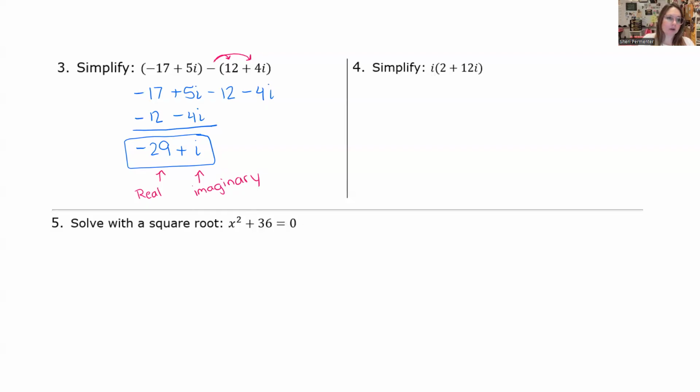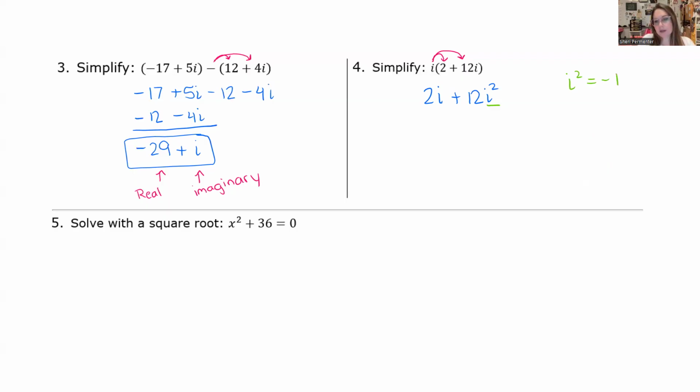Next, I'm going to distribute. So this is just like distributing an x. So I'm going to multiply i times 2 and then i times 12i. So i times 2 becomes 2i. And the i comes after. It's kind of like the same placement as an x. i times 12i will be 12i squared. So plus 12i squared. Y'all already told me, what is i squared? i squared equals negative 1.